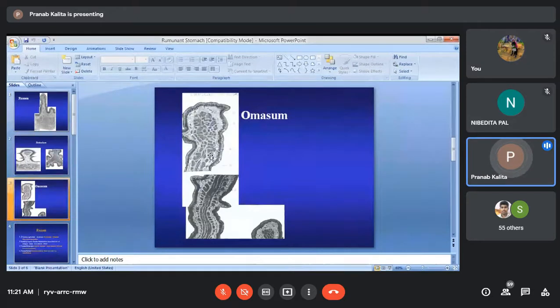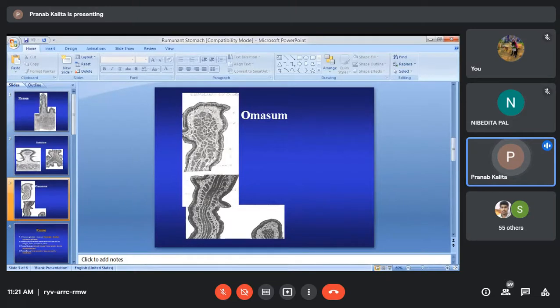Coming to the omasum, in the omasum you will find all the layers: lamina epithelialis, lamina propria, lamina muscularis, tunica submucosa, tunica muscularis, tunica serosa, all layers.